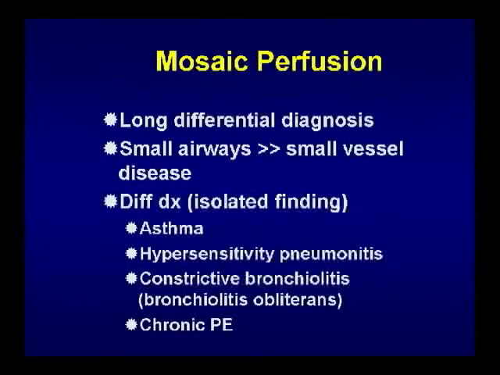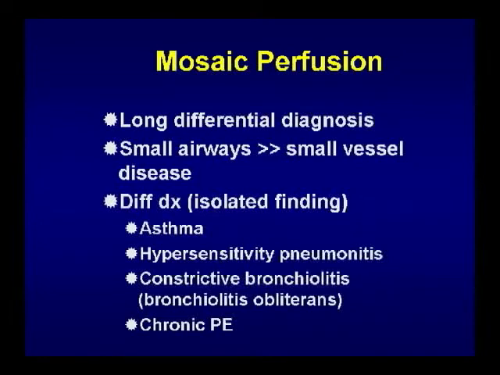Mosaic perfusion, long differential diagnosis. There's actually anything that causes airways disease or vessel disease can cause mosaic perfusion. But most commonly it's small airways disease. If it is the predominant finding though, that's when it's useful to talk about it. You know, you can get it in cystic fibrosis, but in that case, the bronchiectasis is the predominant abnormality. But if it is the predominant abnormality, it's almost always one of these four things.